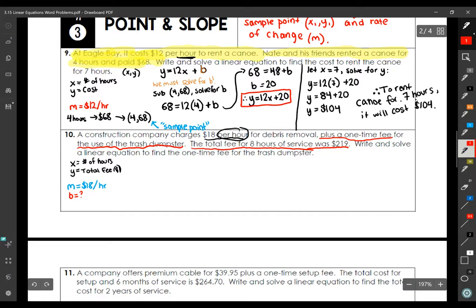But we do have a sample point, okay? So our sample point, well, we're told that for 8 hours of service, remember X comma Y, it cost $219. So that is our sample point, 8 comma 219. Okay, so now we're going to create our equation.